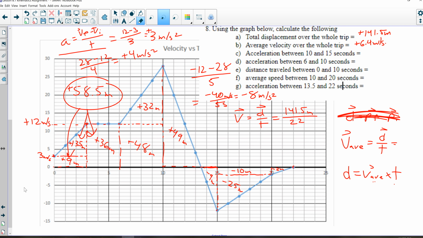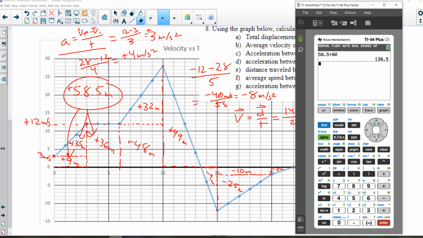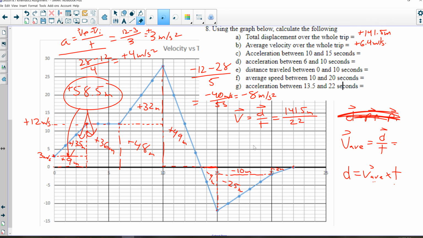Okay, and average speed between 10 and 20 seconds. Between 10 and 20 seconds, I'll use these two numbers here, and these ones here as well. So 58, 68, 88, 93 meters in that time. Okay, that is the total distance. 93 divided by 10 is 9.3, so 9.3 meters per second for that one. That was just total distance over total time.